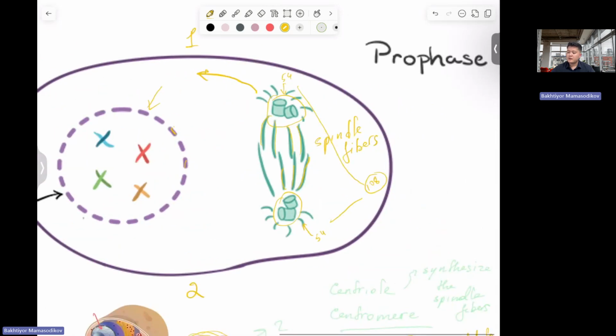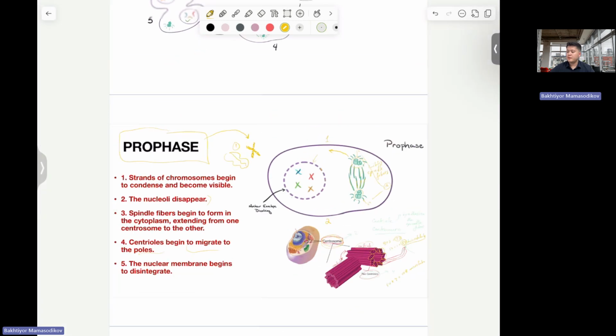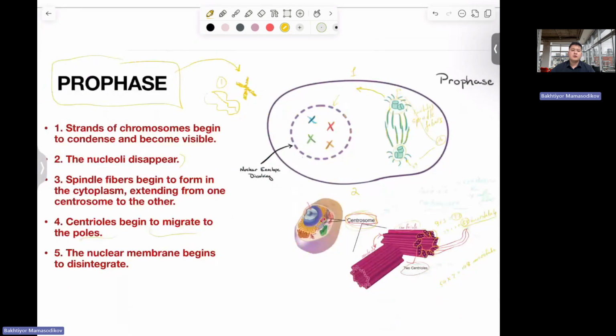And each is synthesizing the spindle fibers, or also we call them mitotic fibers, okay? So this is all about the prophase. You have to know. If you know these phases, if you know those concepts, they are the same in the meiosis as well. When we learn the meiosis, you can add what's happening in the meiosis phase, also those 5 processes which are happening.